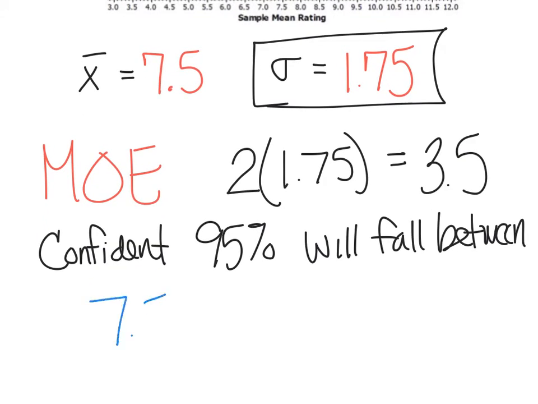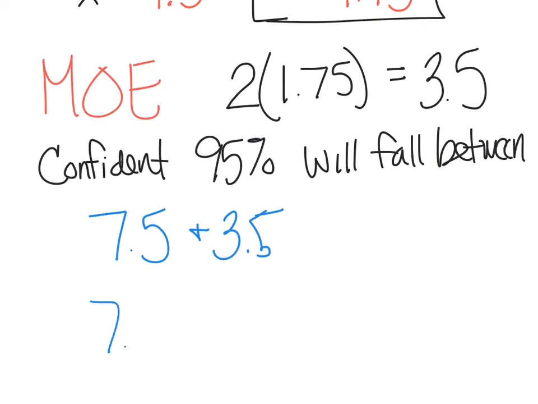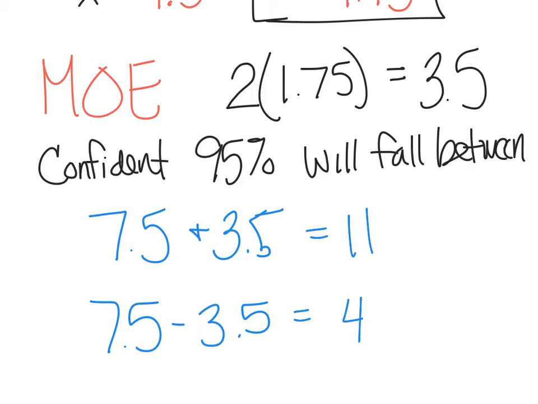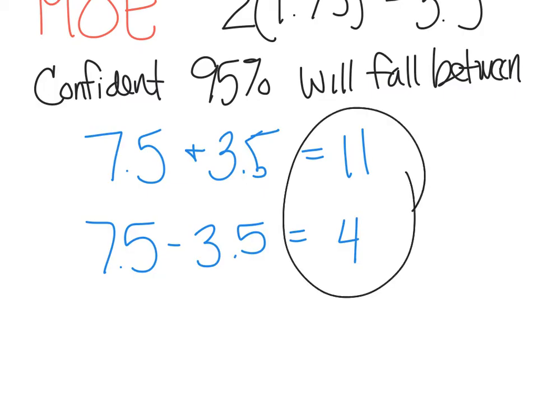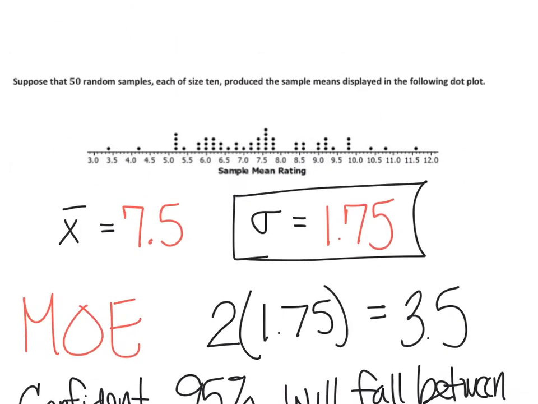So I'm going to take my 7.5 and I'm going to add my 2 standard deviations, or my margin of error, so plus 3.5. And I'm going to take my 7.5 and subtract my 3.5. Let's see, I get 11 here and I get a 4 here. So I am 95% confident that 95% of my means should fall between 4 and 11.